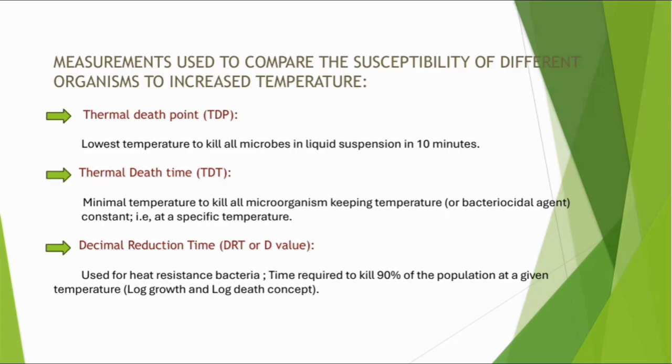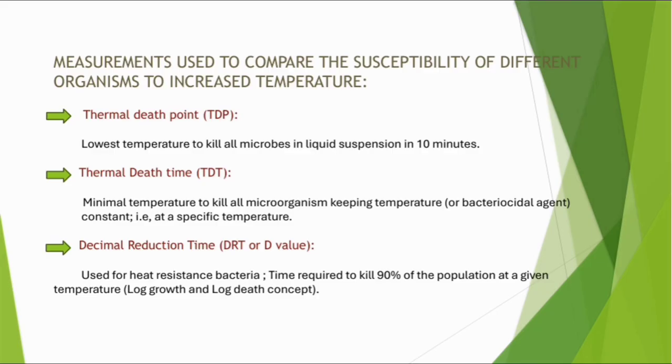First up is the thermal death point, or TDP. This is the lowest temperature at which all microbes in a liquid suspension are killed within 10 minutes. It helps us understand the temperature threshold for microbial destruction. Next is the thermal death time, or TDT. This measures the minimal time needed to kill all microorganisms when we keep that temperature constant. Essentially, it tells us how long it takes at a specific temperature to achieve total sterilization.